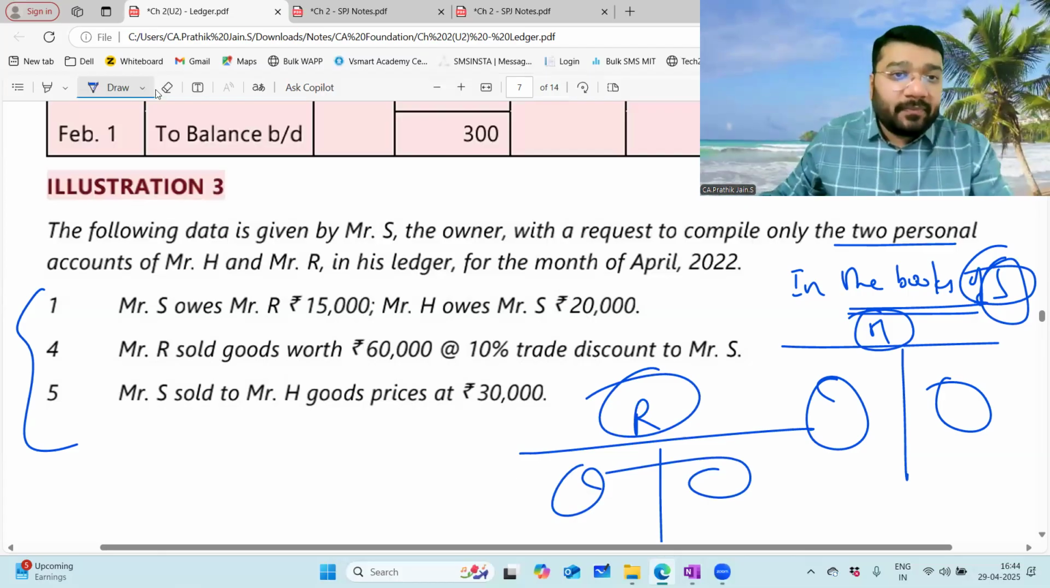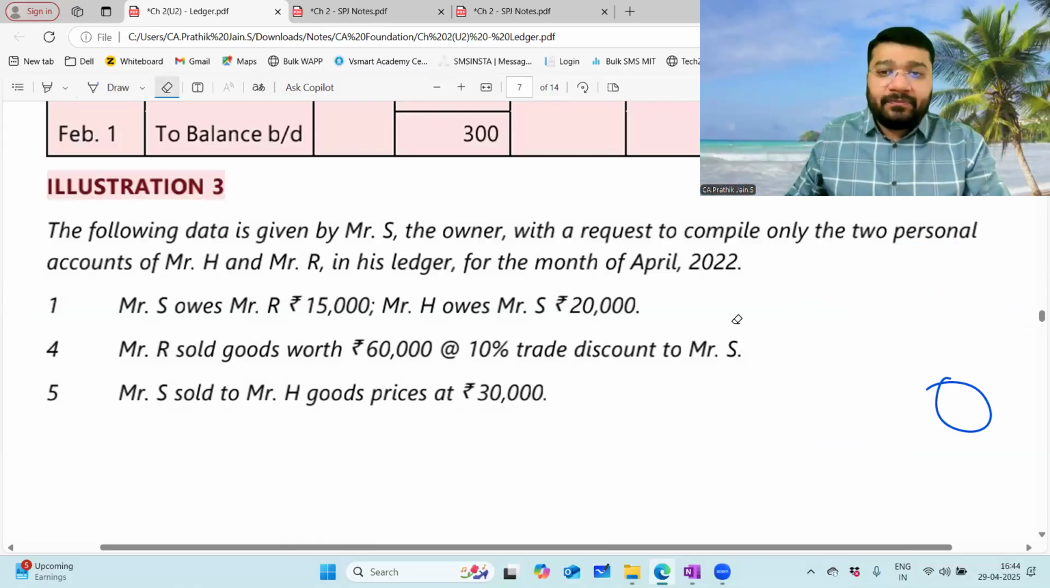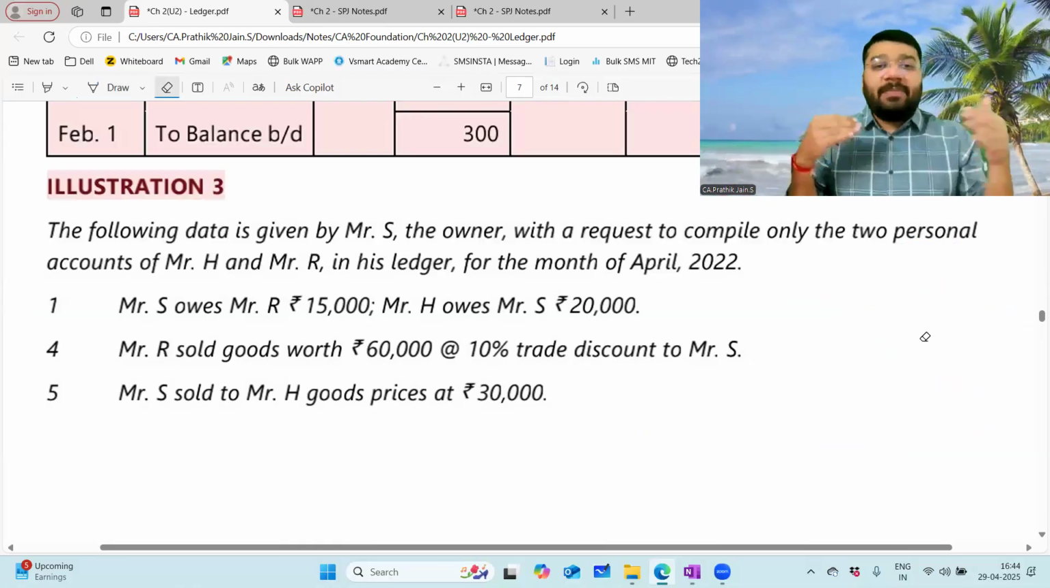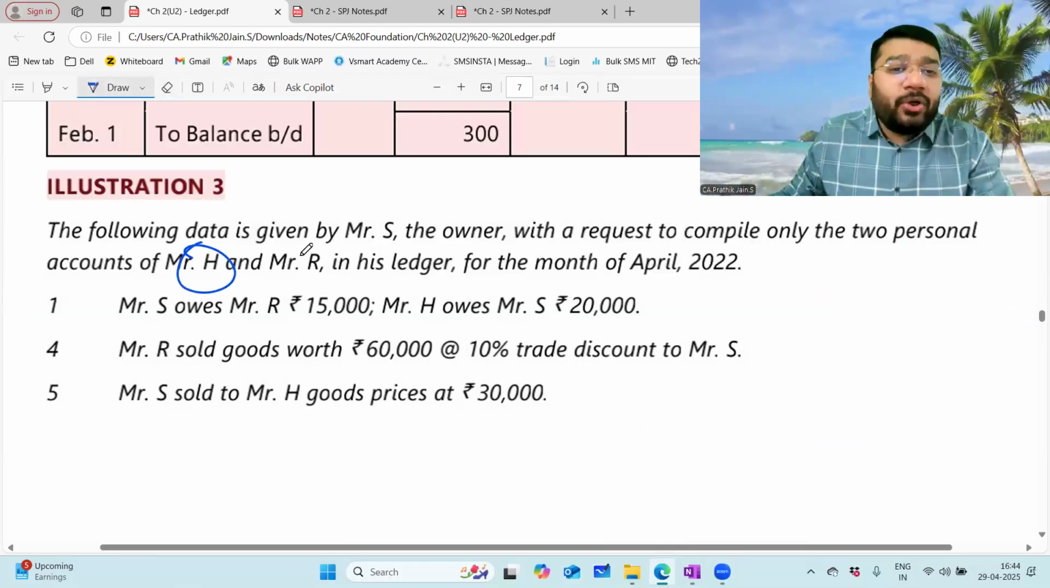Okay. Let's do the entry now. For that, I want all of you to take a fresh page to prepare two ledgers. If you have a lengthy page, you can divide it into two halves. One, I want you to open the H account. Another, I want you to open the R account.